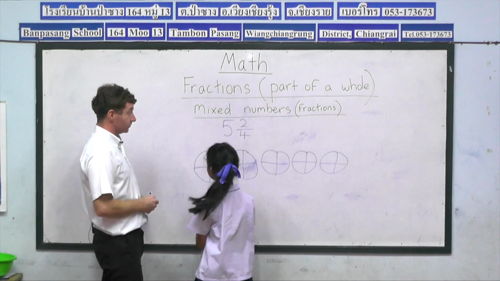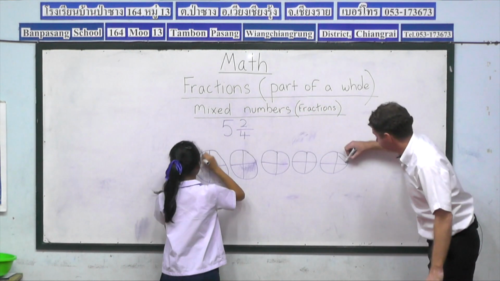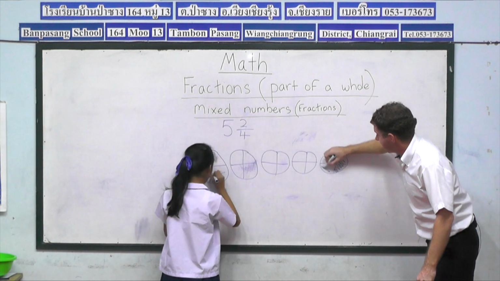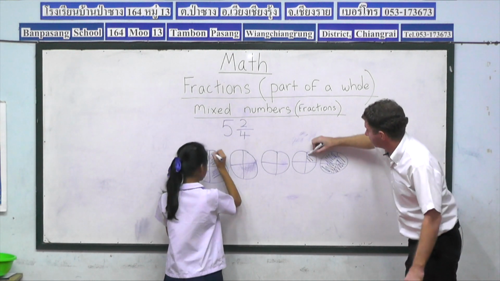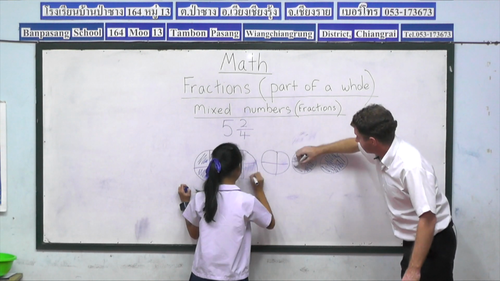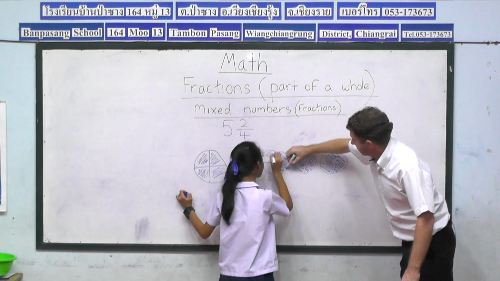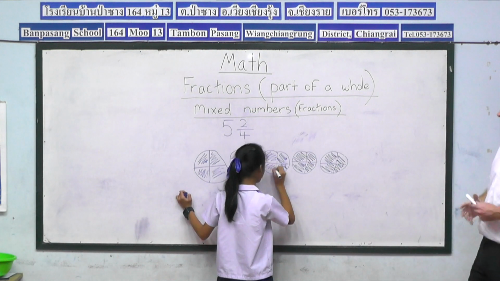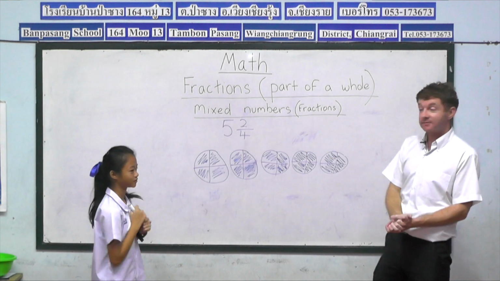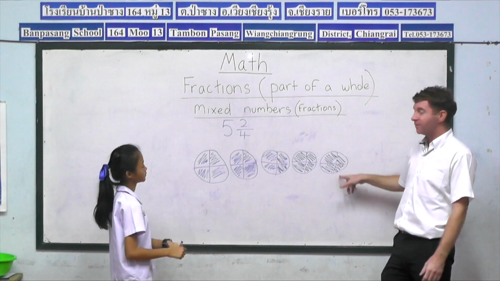And Dawn, because there's so many, I will help you. So you can start there. Let's color them in together. Every single part of our whole numbers needs to be colored in blue. Okay, so how many whole circles do we have, guys? 1, 2, 3, 4, 5.